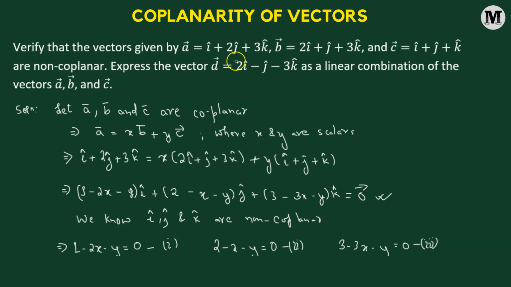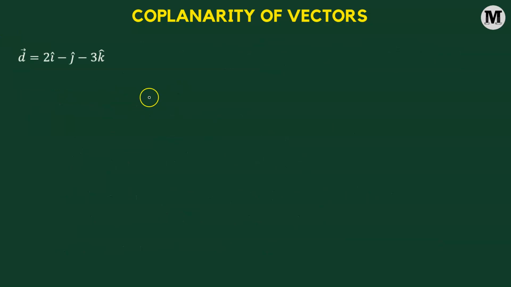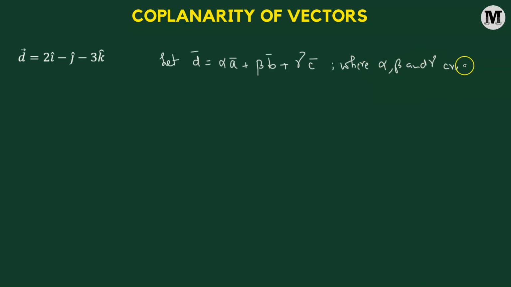Now what we need to do, we are being provided with another vector D, and we need to express it as a linear combination of the three vectors A, B, and C. Fine. Now, in order to express the vector D as a linear combination of A, B, and C, we're going to suppose that D vector is equal to alpha times A vector plus beta times B vector plus gamma times C vector, where alpha, beta, and gamma are three scalars.